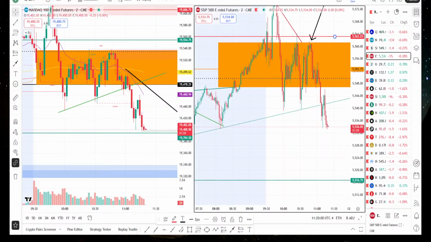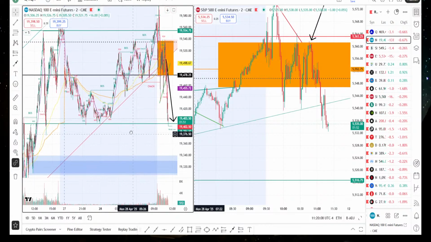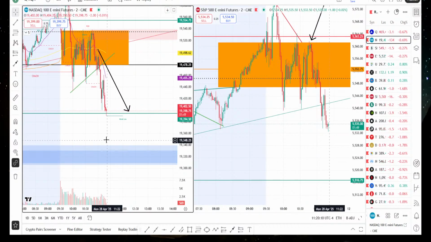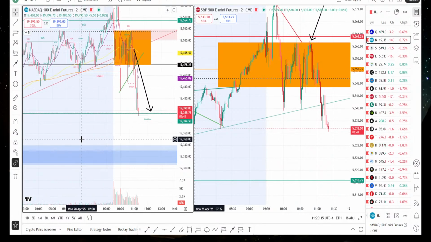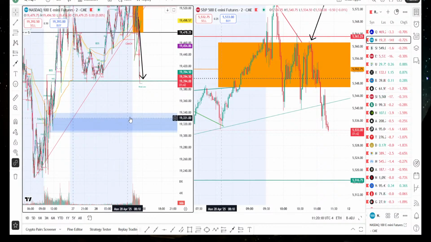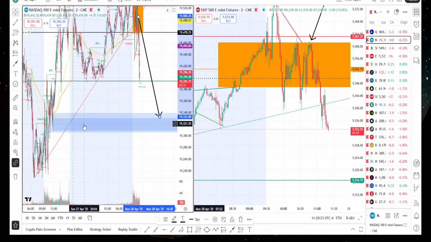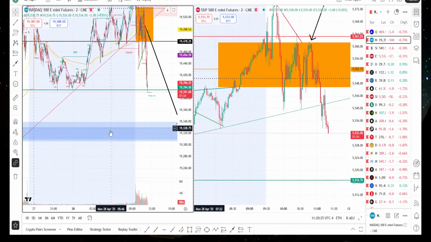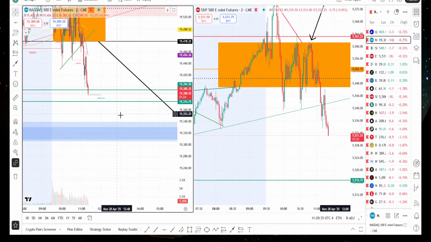All right, I'm back. So if we get through this area, I don't know that we will, but it's looking like we might push lower. We could get to this next demand zone down here, or at the very least, probably sweep this low right here. Sweep that low.